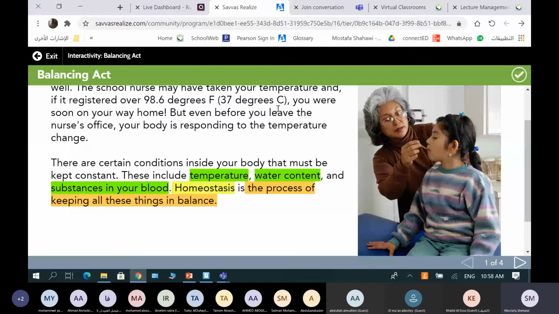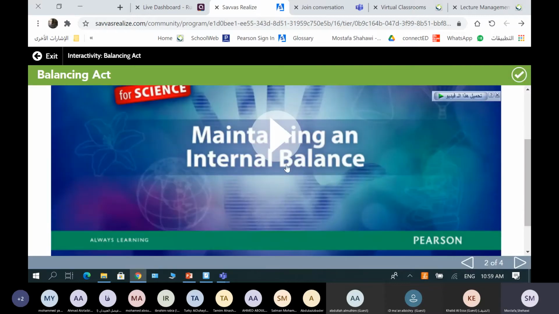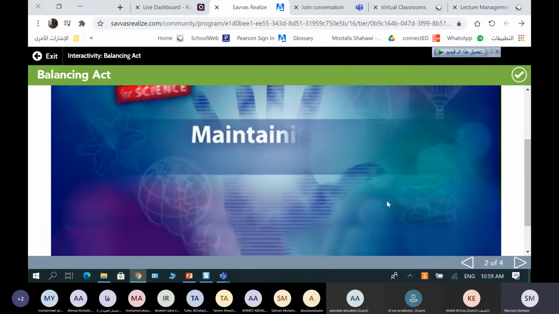So your body systems interact to keep your internal conditions stable, which we call internal balance, or homeostasis. In the previous video, the body systems worked together to perform a single job. In this one, they work together to keep your internal and external balance. Let's watch this video about how your organ systems work together to keep your balance.